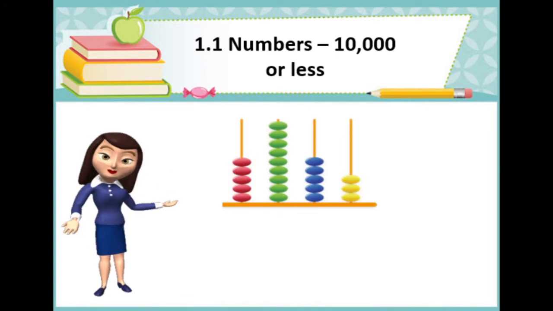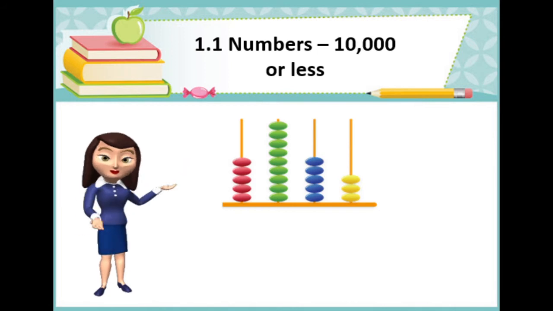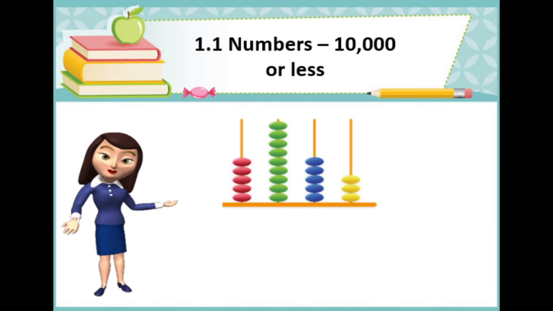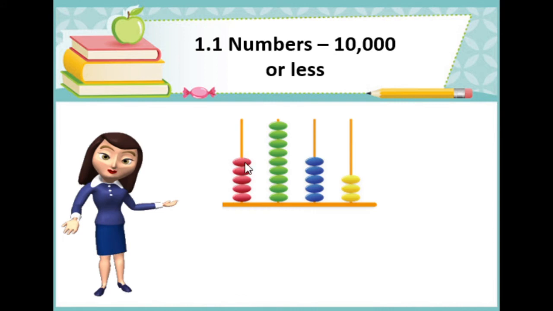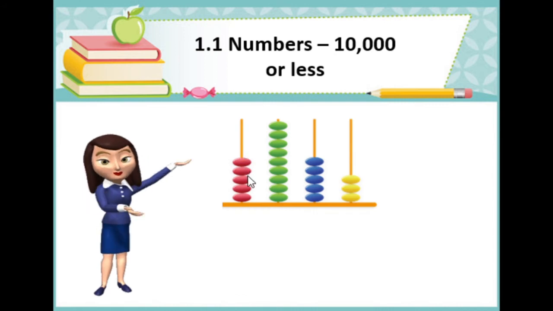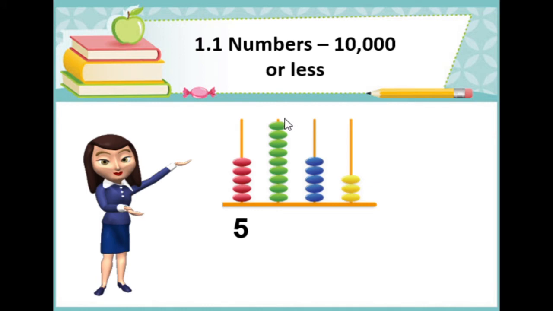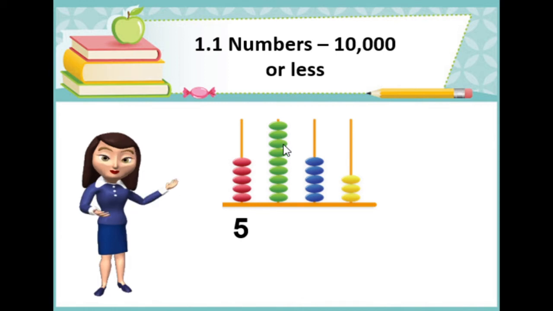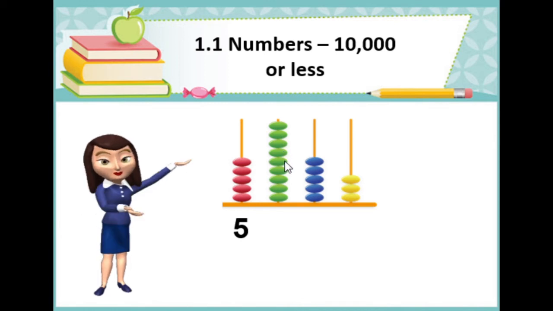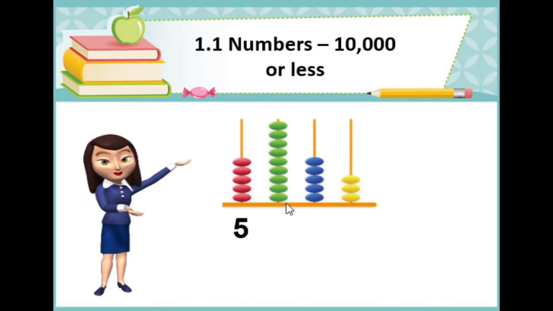Supposing I have this kind of abacus, we need to identify how many beads are in a particular place. Okay, let's count the red one. 1, 2, 3, 4, 5. We have 5. Let's count the green ones. 1, 2, 3, 4, 5, 6, 7, 8, 9.